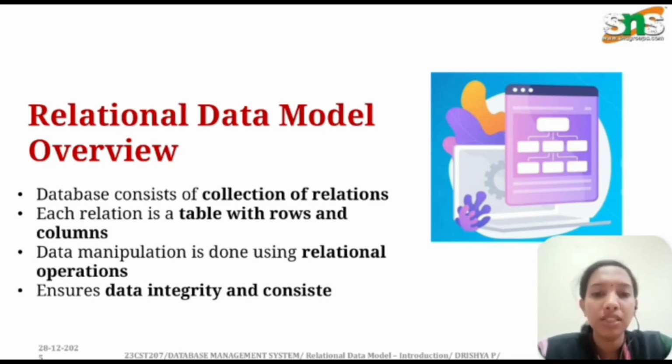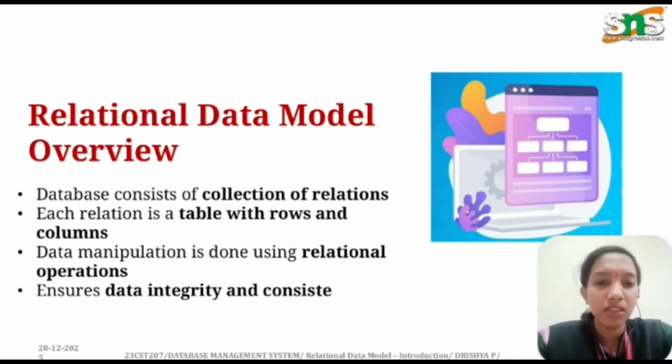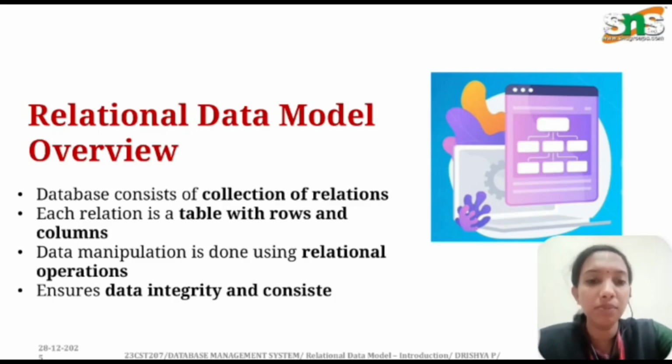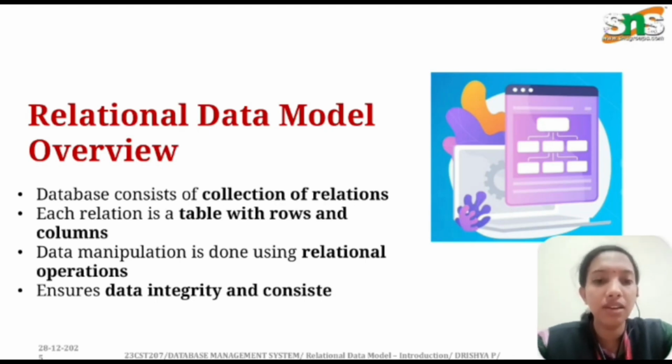So in the relational data model, the database is a collection of data, a collection of relations, a collection of tables. Each one is connected. Each table contains rows and columns, that is, attributes and tuples. Data manipulation is done using the connections between these relations, using some operations, which ensures data integrity and consistency.